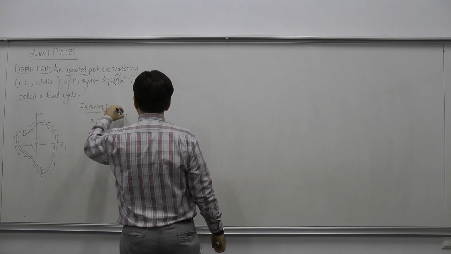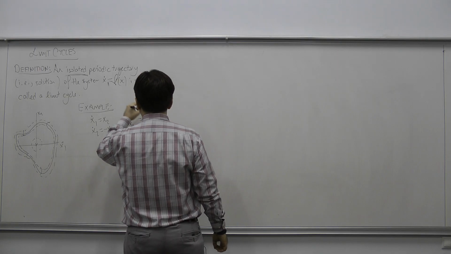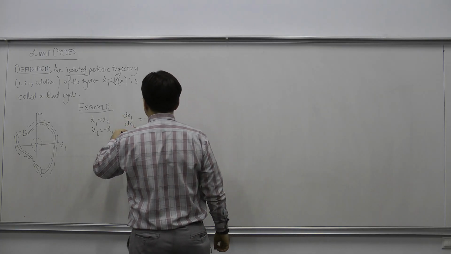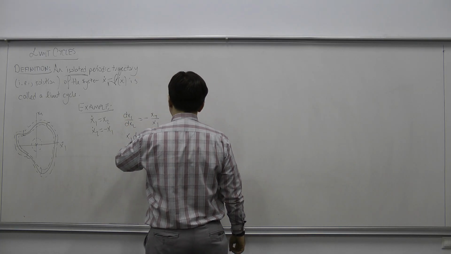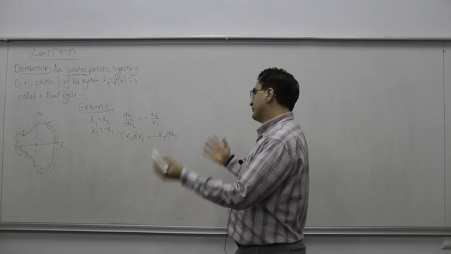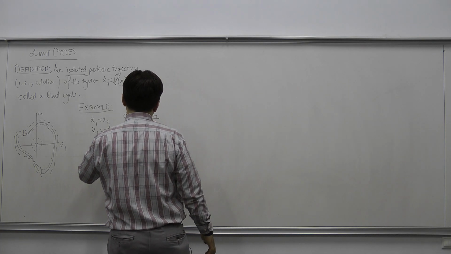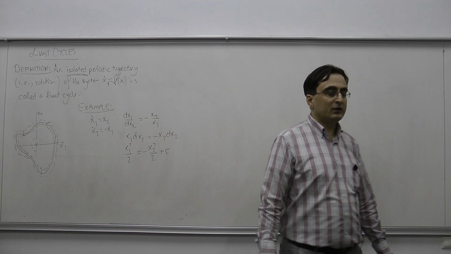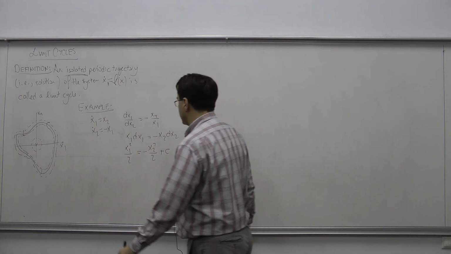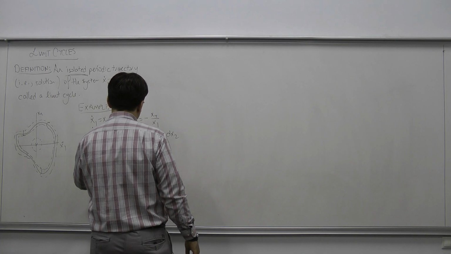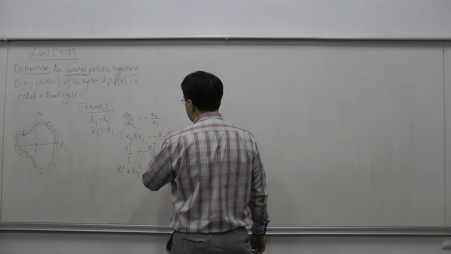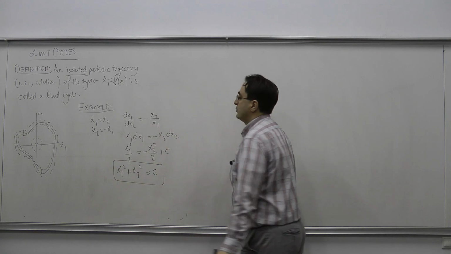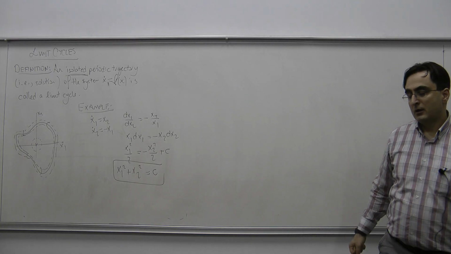So I would write here dx1 over dx2 is equal to minus x2 over x1. I take here x1 dx1 and minus x2 dx2, integrate both sides. x1 square over 2 is equal to minus x2 square over 2 plus c. Take minus x2 square over 2 to the other side. Multiply by 2 and call 2c as c again, and you get the equations for the trajectories of the system.